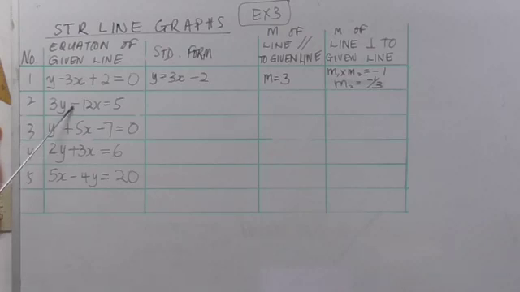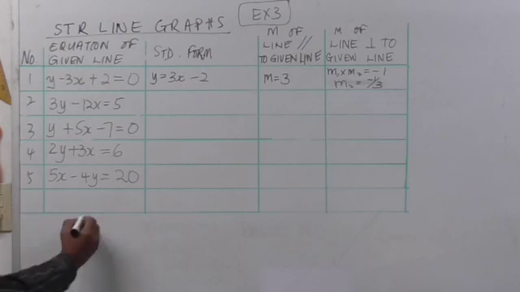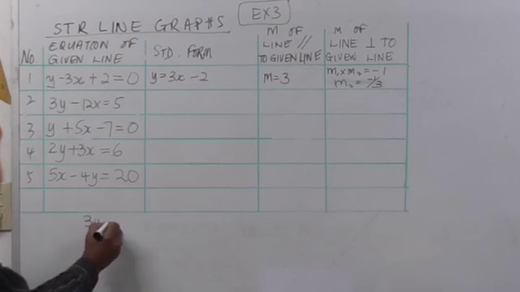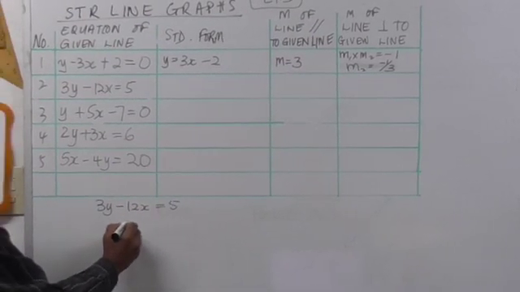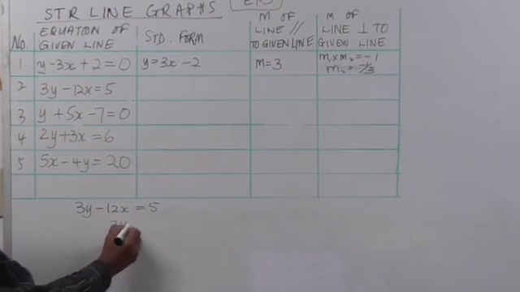Alright, now this one will require a little bit of working. So I'm going to work it out here. I've got 3y minus 12x is equal to 5. So I'll leave the 3y here.